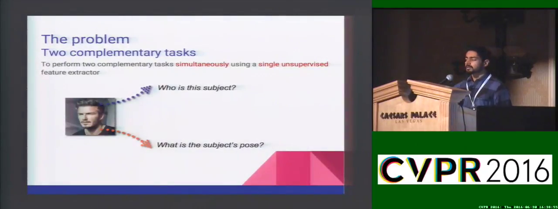Discriminative invariant kernel features is a general feature extraction method, which can be used for a pretty large class of vision problems. But for this paper, we focus on face recognition and pose estimation. So, who is the subject, and where is he looking? These two are complementary tasks, but we try to do them simultaneously using a single unsupervised feature extractor.